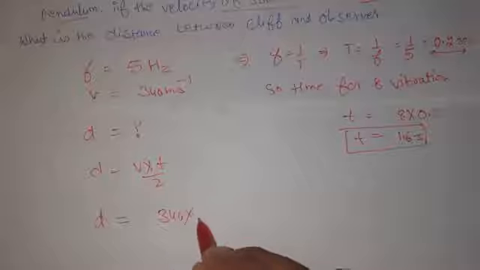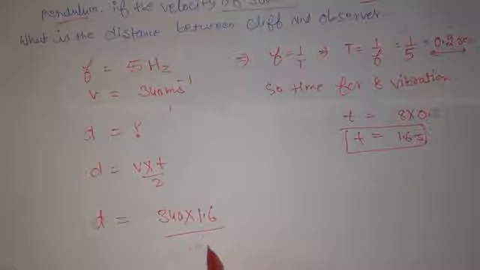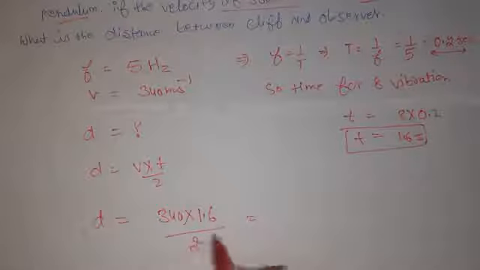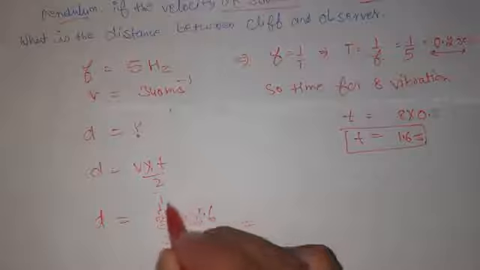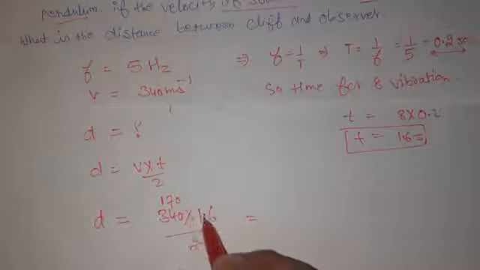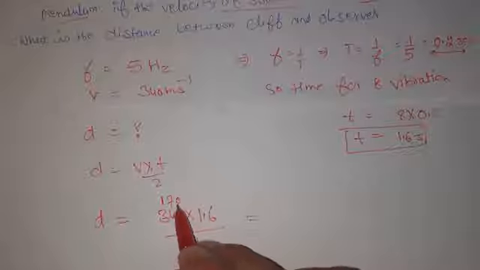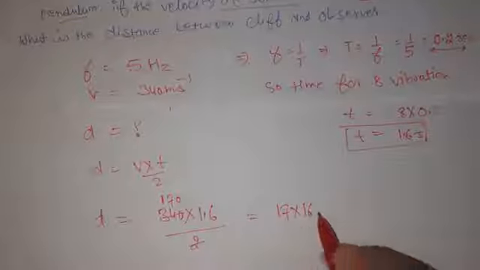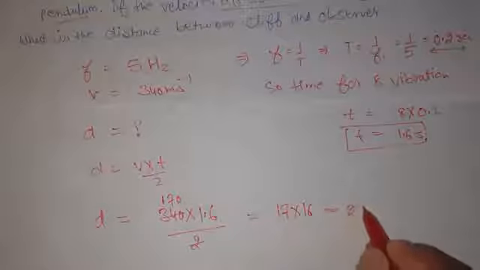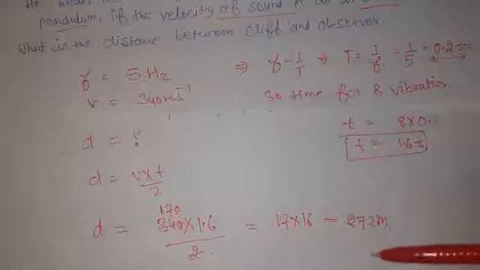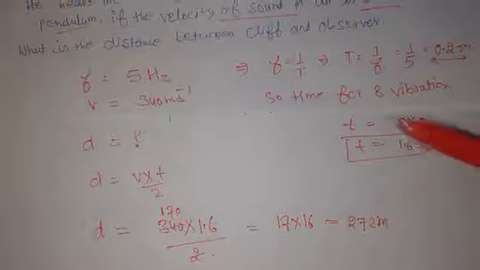So we will have this distance equal to the speed, already given, 340, into that 1.6 upon 2, which is equal to, we can cancel this, so it is 170, and if we remove the decimal, this will cut the zero, so 17 into 16 will come. Thus we are getting 272 meters. This is the answer: the distance between the cliff and this person.